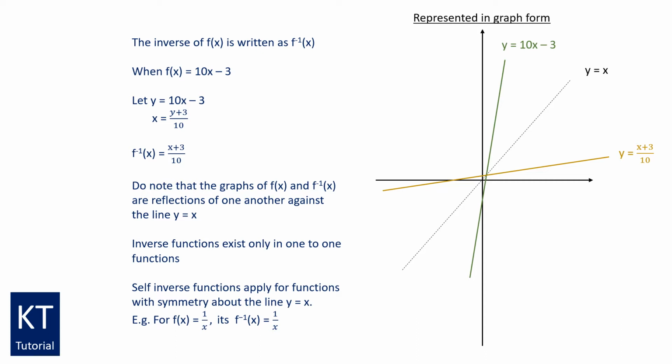There are three things that are worth noting with respect to the inverse of the function f(x). Firstly, the graphs of f(x) and the inverse of f(x) are reflections of one another against the line y equals x. Secondly, inverse functions exist only for one-to-one functions. Thirdly, self-inverse functions apply for functions with symmetry about the line y equals x. One example is f(x) equals 1 over x, where the inverse function is also equal to 1 over x.